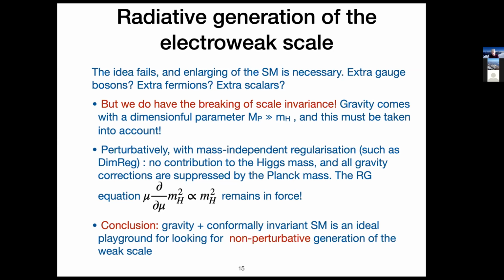But what is interesting is that gravity plus the standard model is an example of a theory where the Higgs mass is equal to 0 in all orders of perturbation theory. And therefore this theory may serve as a playground for understanding the non-perturbative generation of the weak scale.